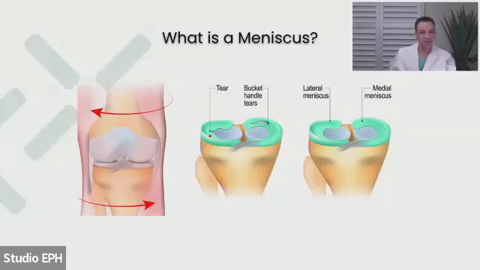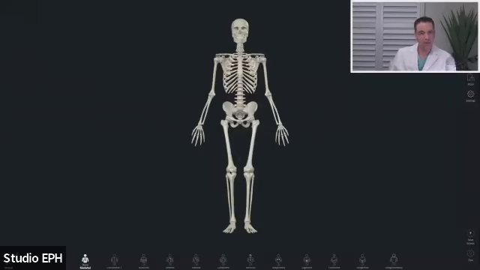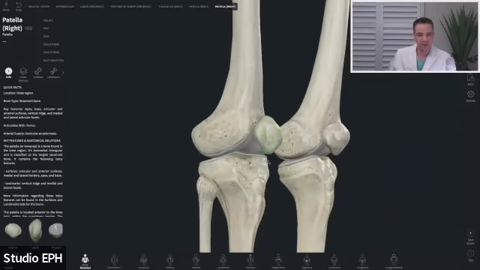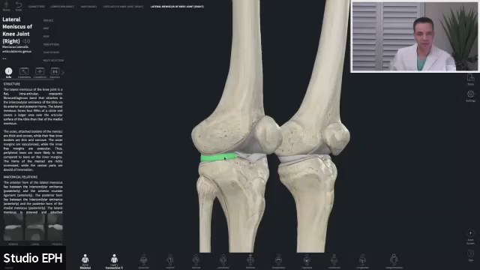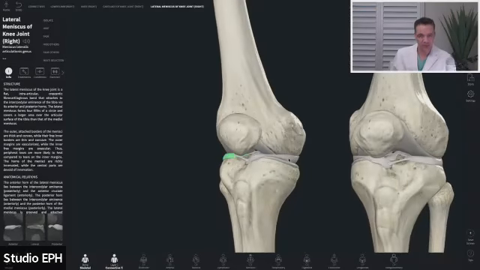This is a tissue that essentially exists as a C-shaped cartilaginous structure that helps pad between the bones. I want to show this in terms of the anatomical area, so I'm going to jump in and show you what that looks like on our skeleton. Here we're going to take a little side view, and we can see the meniscus right here. There's the lateral meniscus, and here's the medial meniscus.